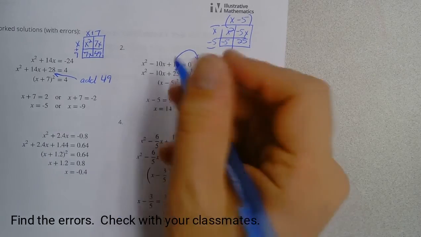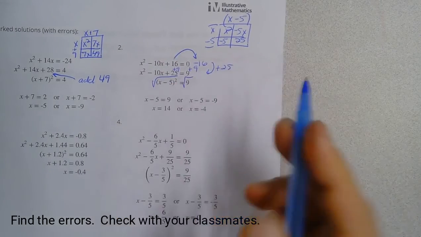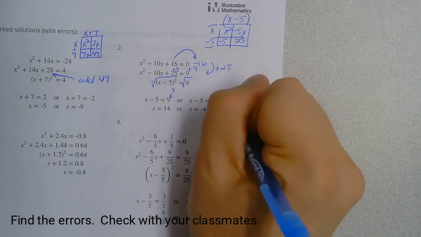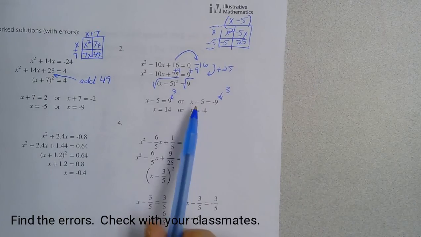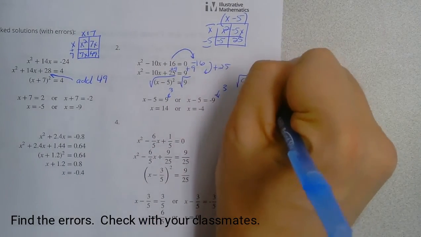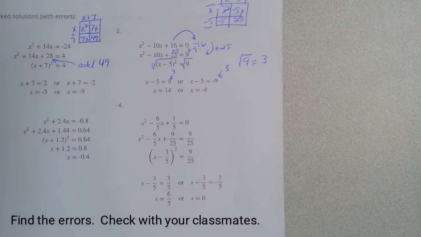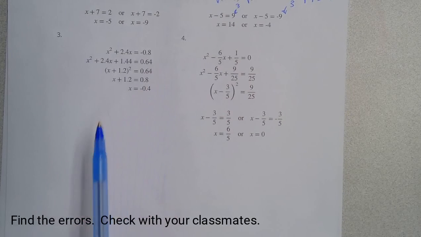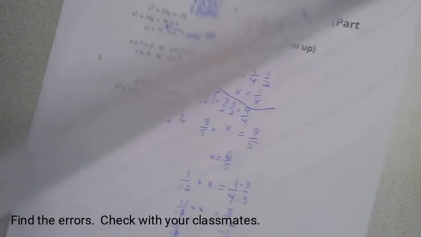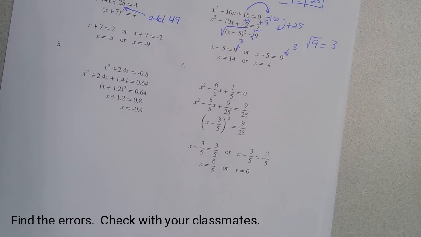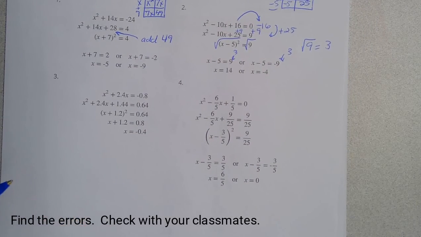And then when I take the square root, I see an error. The square root of 9 should be 3. So there's my error. Those should be 3. So I'm going to write big over here, the square root of 9 equals 3, not 9 and -9. So I'm going to leave you to find the errors for 3 and 4 and leave that a little bit open-ended. Once you are finished, you can fill in the rest of the solutions and go to your assignment.